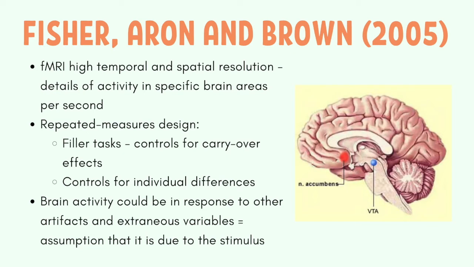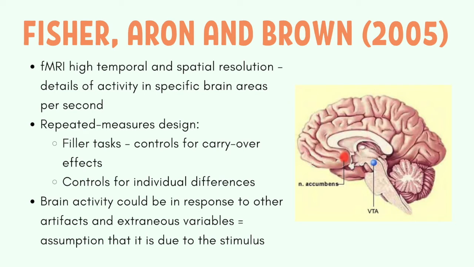Okay, so considering the high temporal resolution of an fMRI, if there weren't any filler tasks between the exposure to the two different images, there could have been carryover effects given the repeated measures design of the experiment. Okay, so maybe if there was no filler task and they just showed the loved one and then the neutral acquaintance, they wouldn't be able to distinguish between the activation in response to the loved one and the activation in response to the neutral acquaintance.